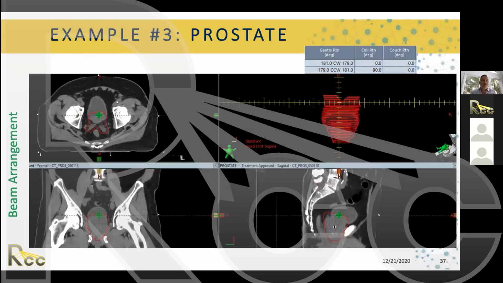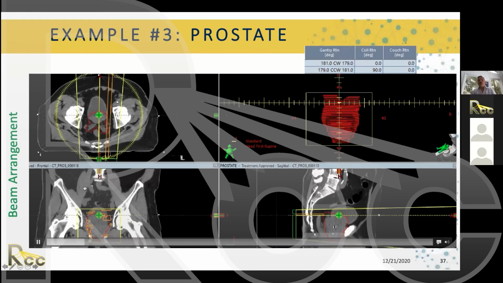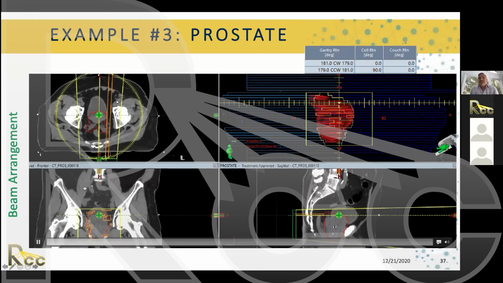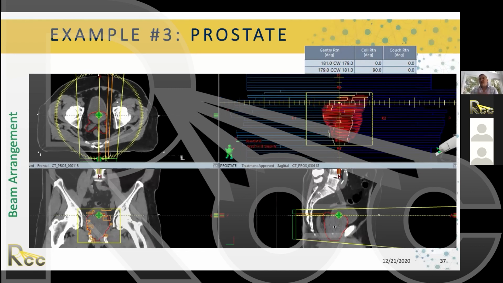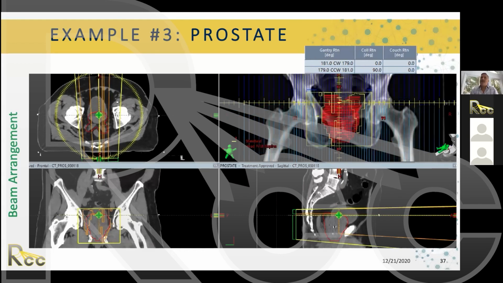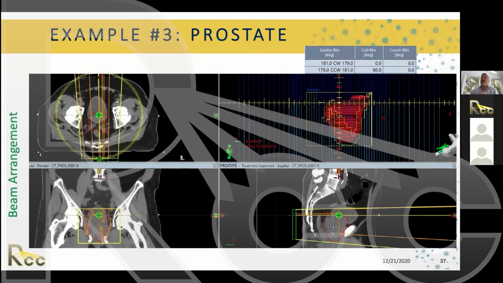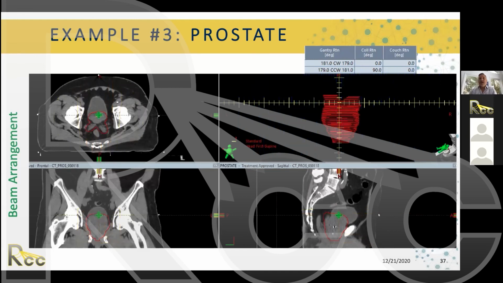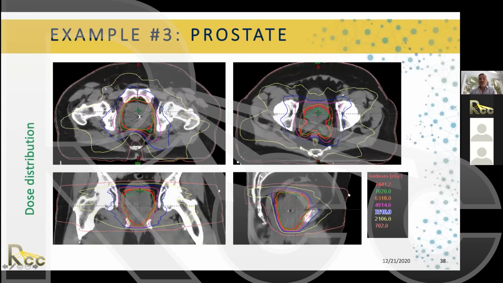The beam arrangement that we normally use for these cases is 2 full arcs, because the tumor is very centrally located. So you can see that you can easily get a good plan with 2 arcs, one clockwise and one counterclockwise, using VMAT. That's going to be enough for this case. And then you can see how the distribution looks here.